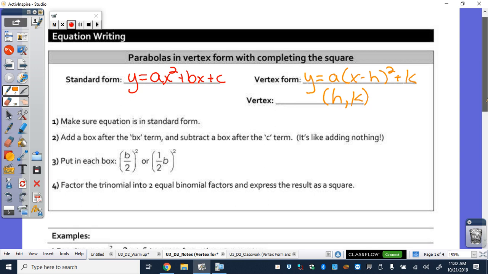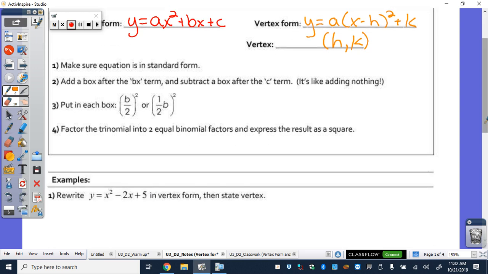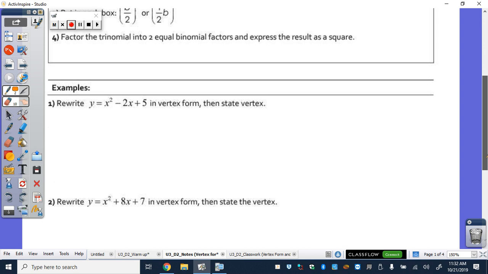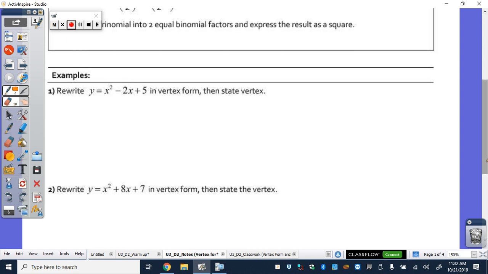So in order to do this, we use our completing the square process. So I kind of review that a little bit there. So let's take a look at examples. First one, we're going to rewrite that equation in vertex form and then state the vertex. So with vertex form, I do it a little bit different than some other teachers do.